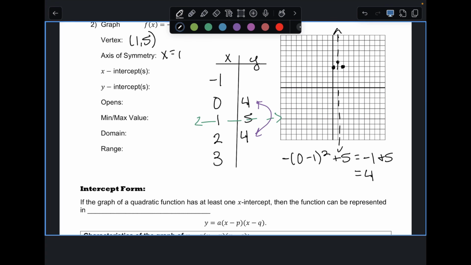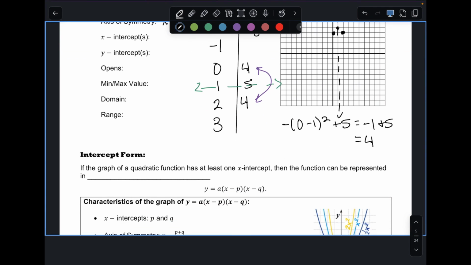Next one, what's probably going to be easier to plug in, a positive or a negative number? Negative. Let's do positive. Let's keep everything positive. You can plug in negative if you're feeling comfortable. But let's plug in +3. So again, just replace that x with 3 and simplify. 3 minus 1? 2. 2 squared? 4. And then we make it negative. So -4 plus 5? 1.